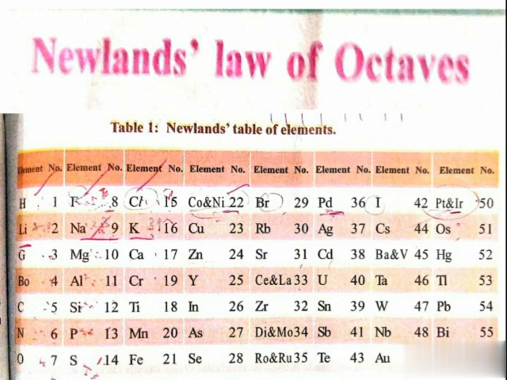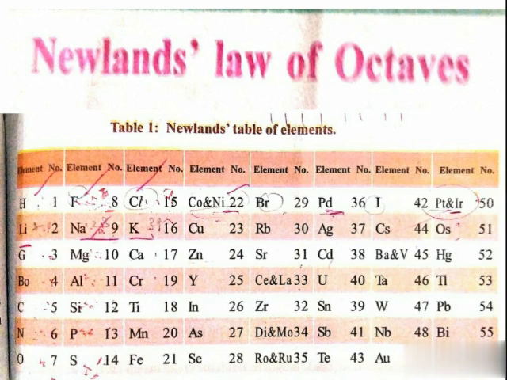For example, hydrogen is the first element. After that, which is the eighth element? Fluorine. That property is similar. If fluorine is the first element, after that which is the eighth element? Chlorine. Those properties are similar. Means in each group, the elements that come have similar properties.